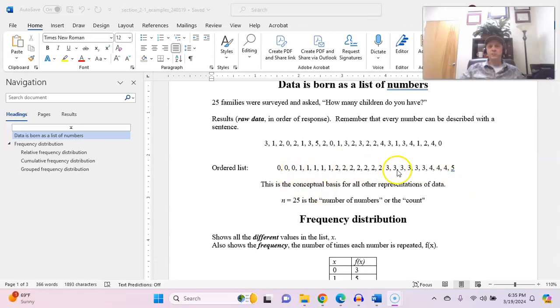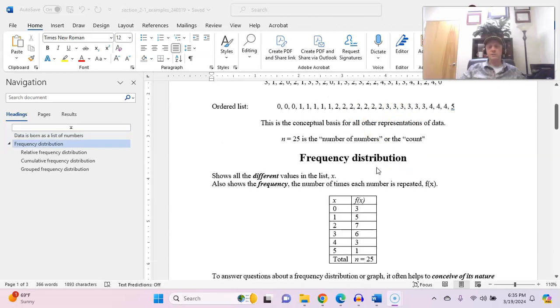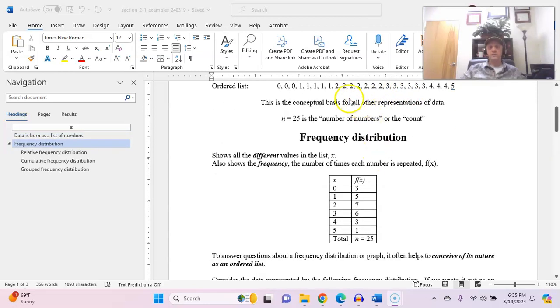There are some repetitions, meaning that there are several families that each have 2 children. So now we're getting at some of the basic issues that are involved in a frequency distribution, because these repetitions are also called frequencies. So the frequency distribution would take this ordered list, and it would summarize all the different values in that list, which we're going to call x. And we do that in the left-hand column. So the different values of x range from 0 to 5: 0, 1, 2, 3, 4, 5.